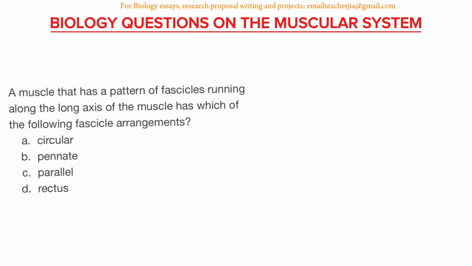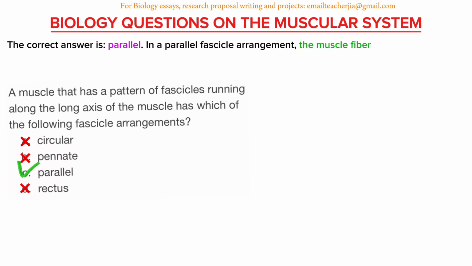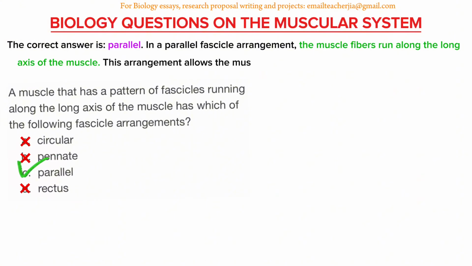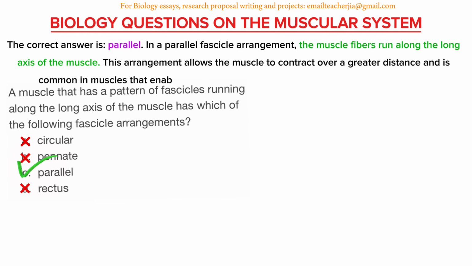A muscle that has a pattern of fascicles running along the long axis of the muscle has which of the following fascicle arrangements? We have circular, pennate, parallel, and rectus. So the correct answer is parallel. In a parallel fascicle arrangement, the muscle fibers run along the long axis of the muscle. This arrangement allows the muscle to contract over a great distance and is common in muscles that enable extensive movement, such as the sartorius in the thigh.